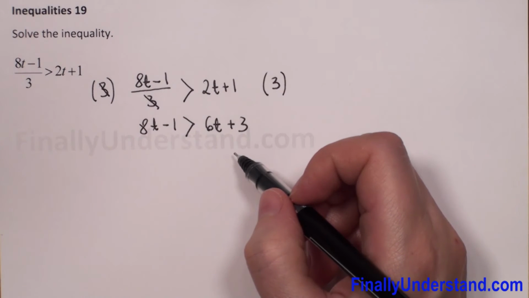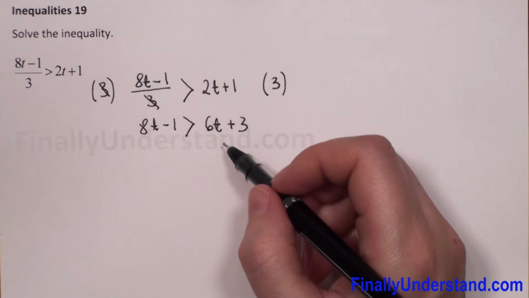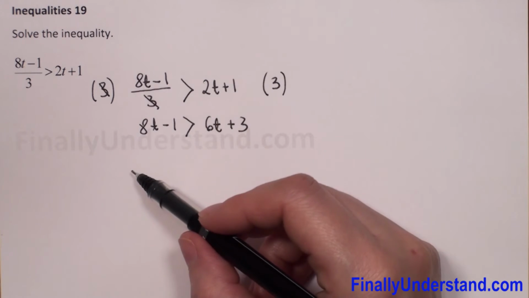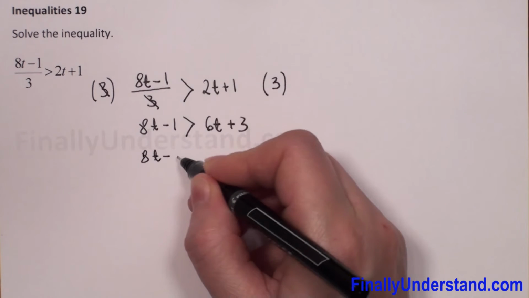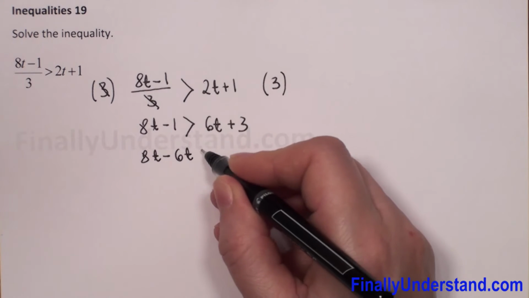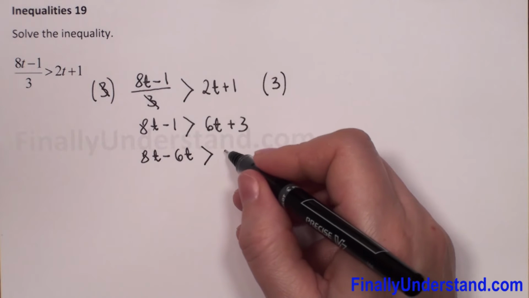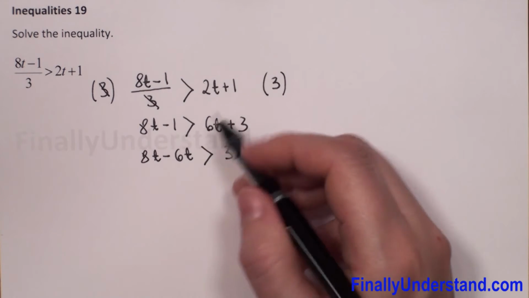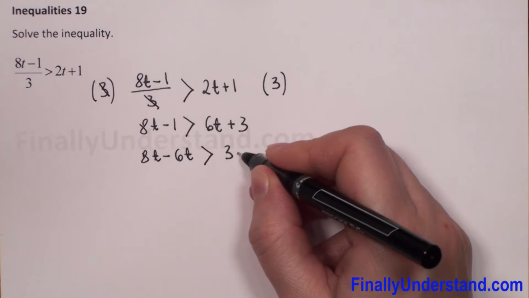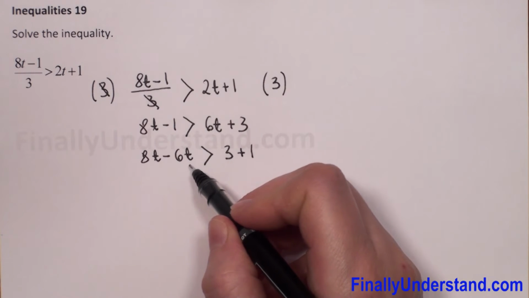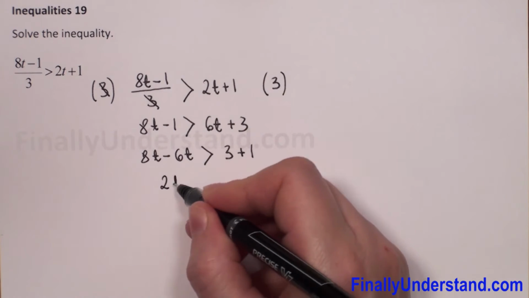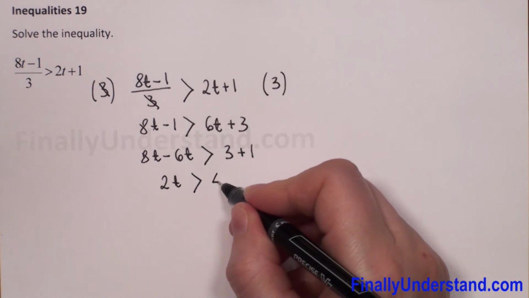Now I have to collect all terms with t to one side. I will move 6t to the left side, so I have 8t minus 6t is greater than 3. I will move negative 1 to the right side, so it will be plus 1. 8t minus 6t is 2t is greater than 4.